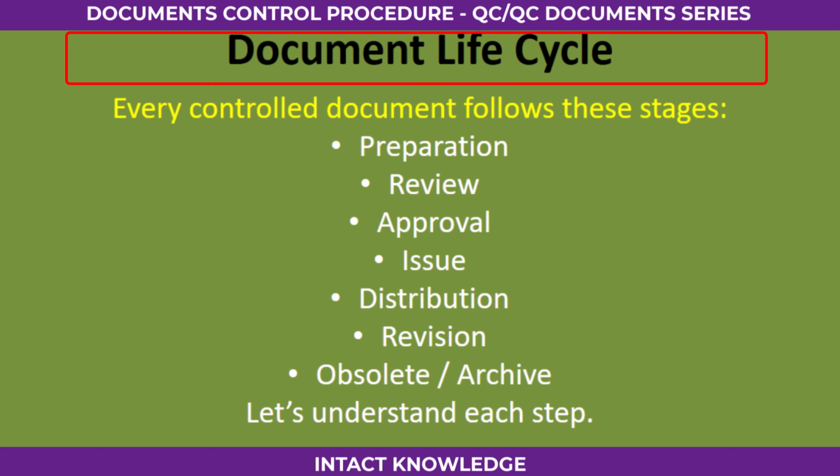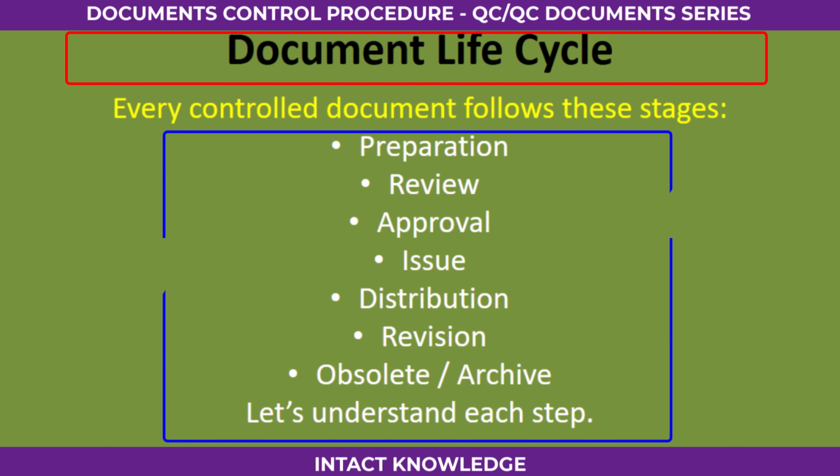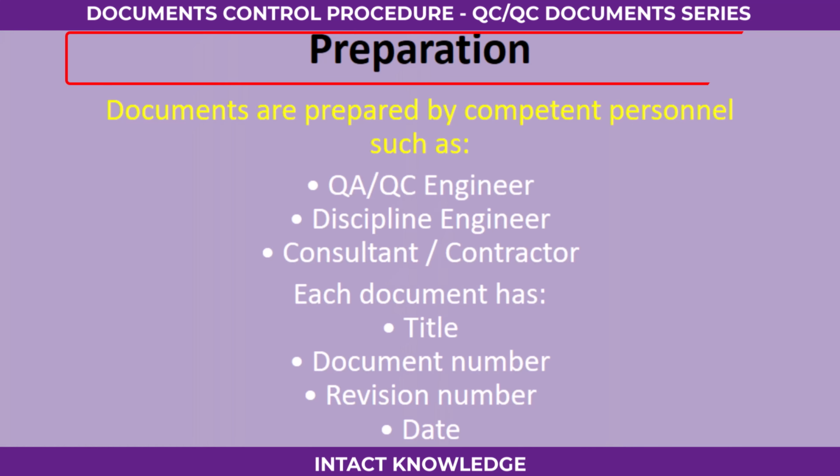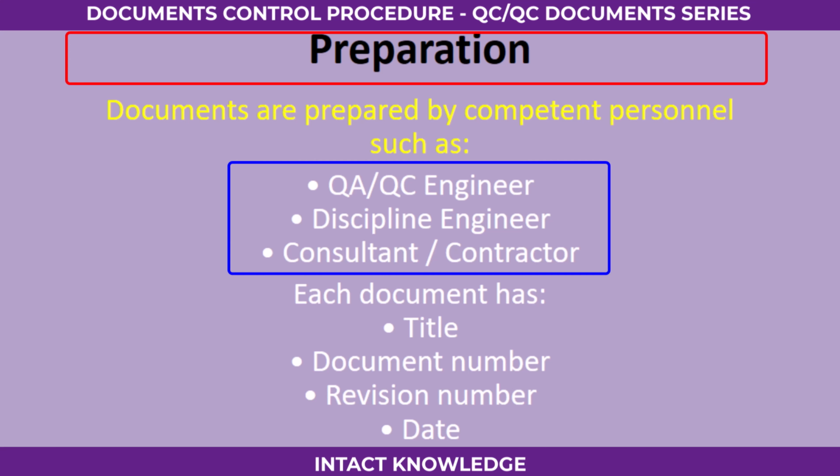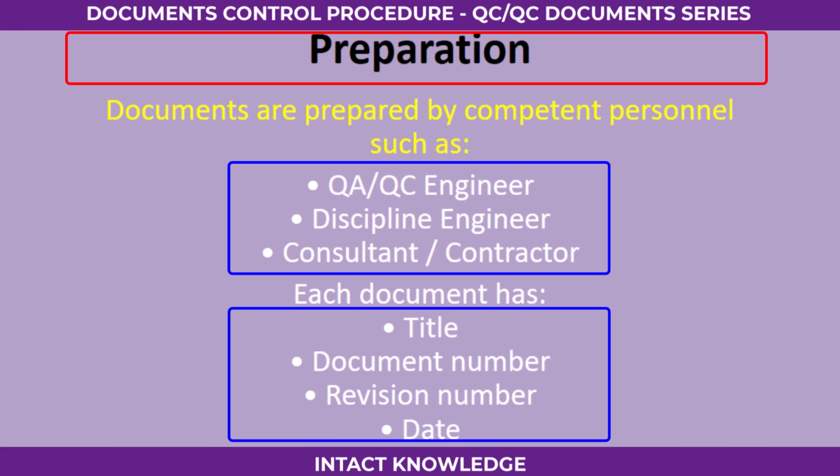Document life cycle. Every controlled document follows these stages: preparation, review, approval, issue, distribution, revision, obsolete, archive. Let's understand each step. Number 1, preparation. Documents are prepared by competent personnel such as QAQC engineer, discipline engineer, consultant, contractor. Each document has title, document number, revision number, date.